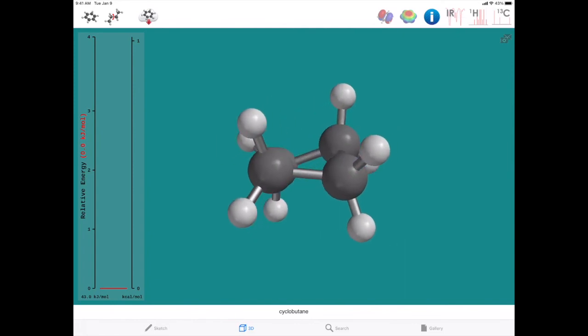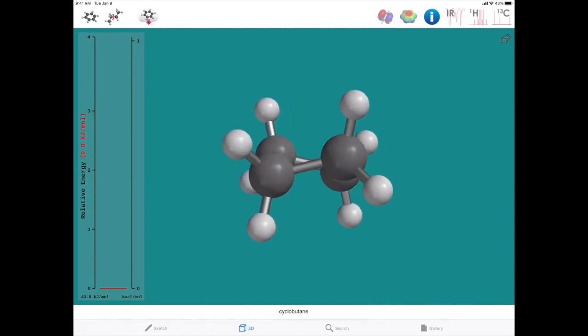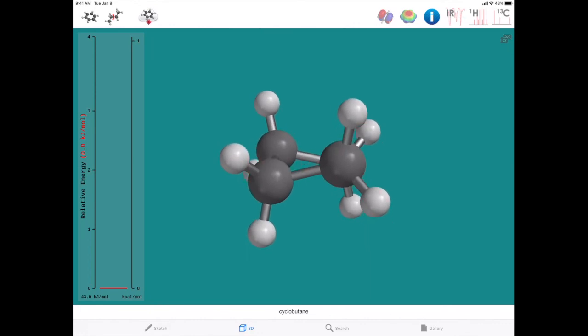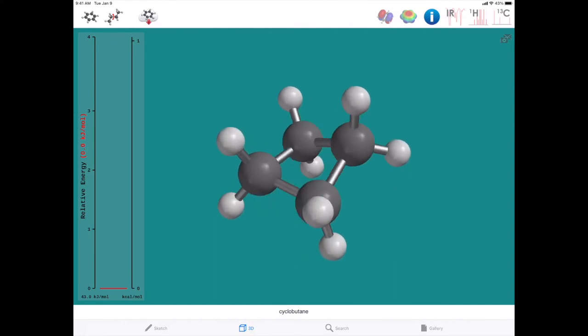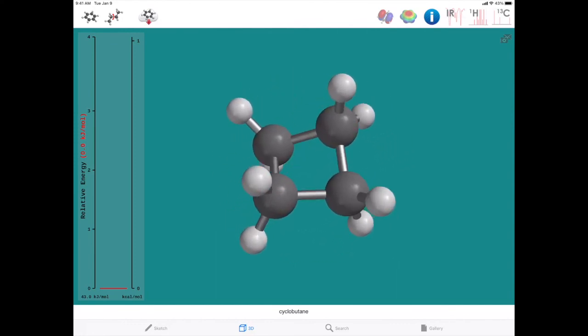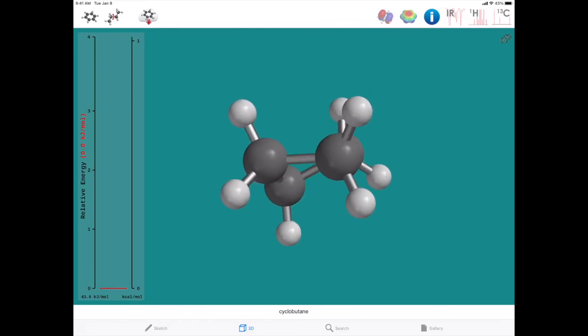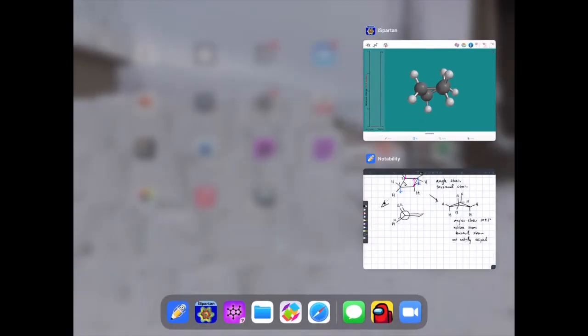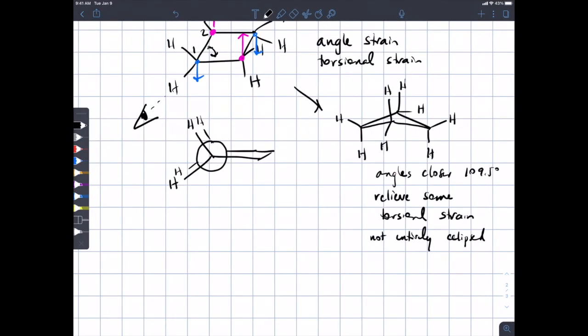And if you look down a carbon-carbon bond, you can see that we're not perfectly staggered, but we're also not completely eclipsed. So this happens to be the best that our poor friend cyclobutane can do. If you were to actually measure these bond angles in this shape, they're closer to 109.5. They're not quite 90. And you have relieved some of the torsional strain. So we would say that cyclobutane is less strained than cyclopropane on an atom-for-atom basis.